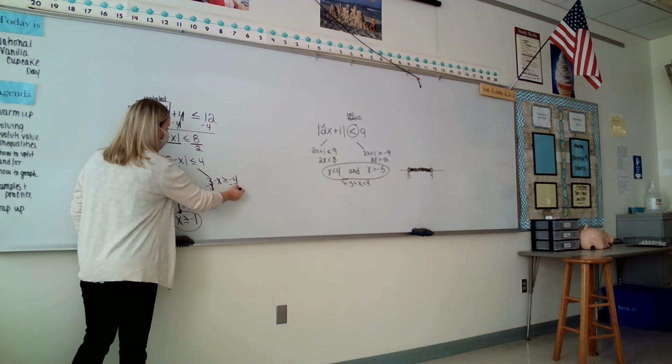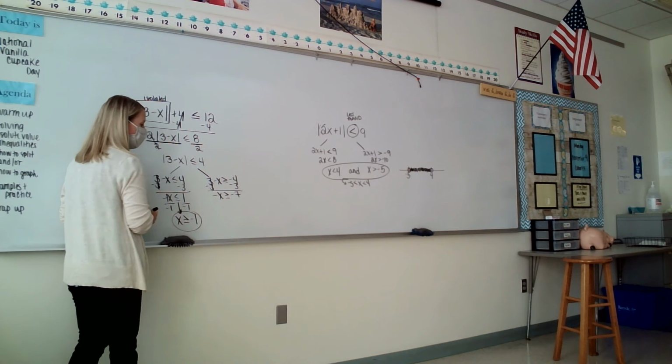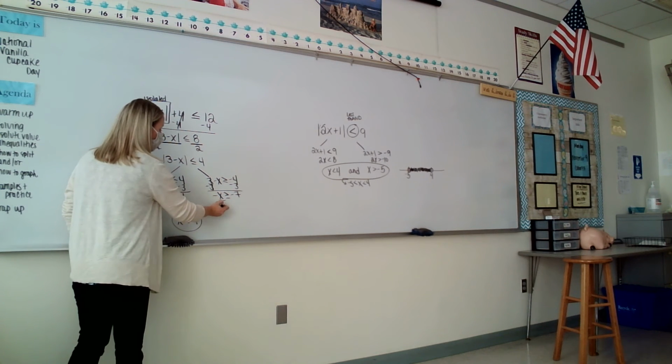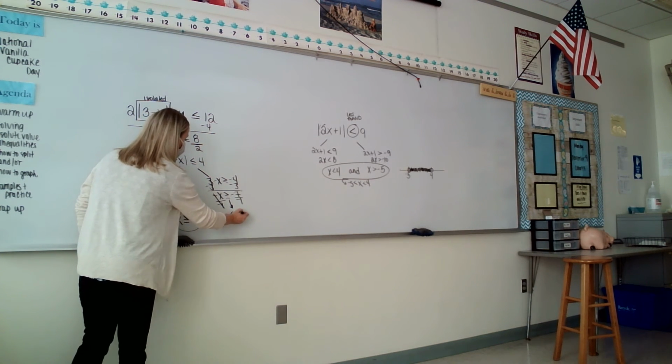Subtract 3, I get negative x is greater than or equal to negative 7. I'm gonna have to divide by negative 1 to get rid of that negative, and since I divided by a negative, it flips my inequality there as well.